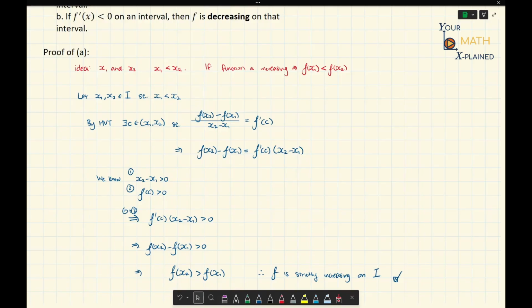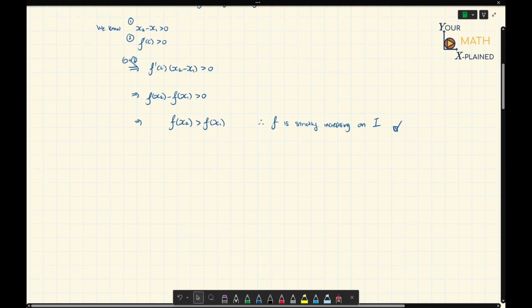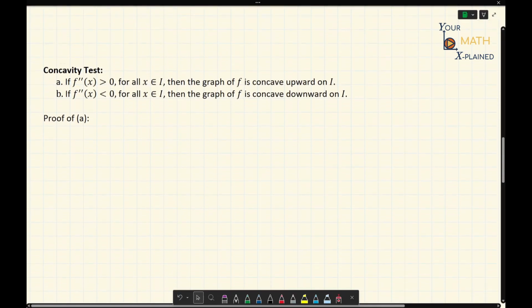We're not going to be doing the proof for the decreasing test because it would be a very similar process, only with the signs flipped. In fact, we're going to leave it as an exercise at the end of the video to see if you can formally structure a proof. And now we're going to move on to our concavity test.